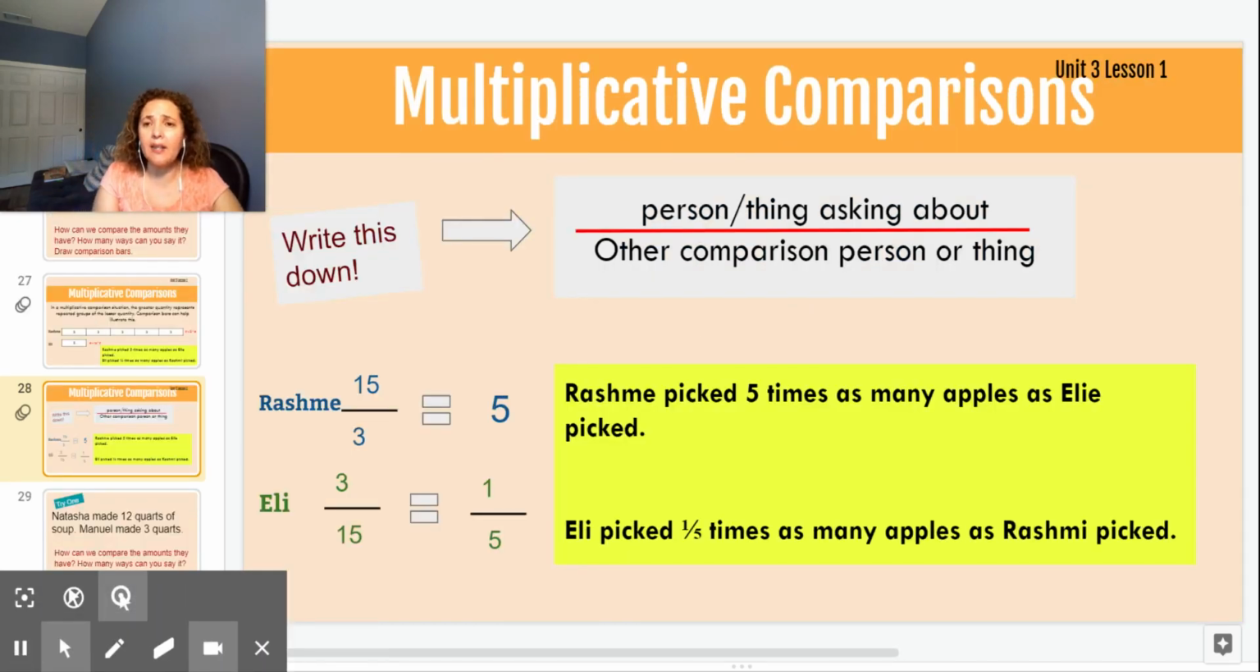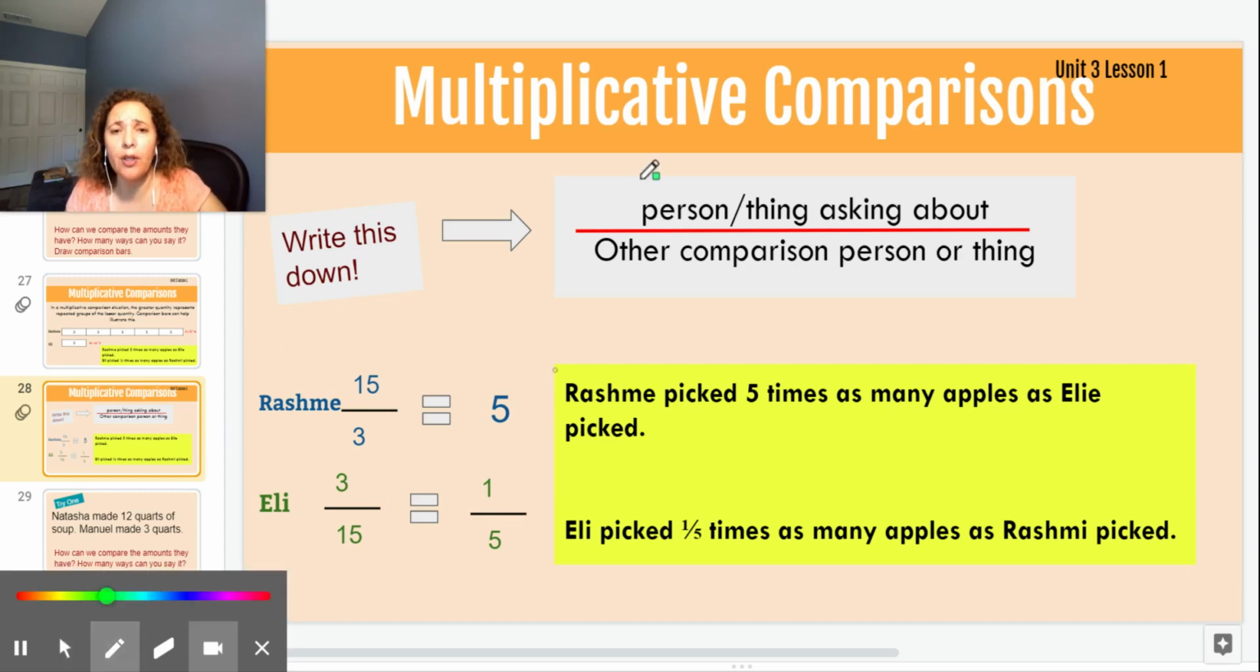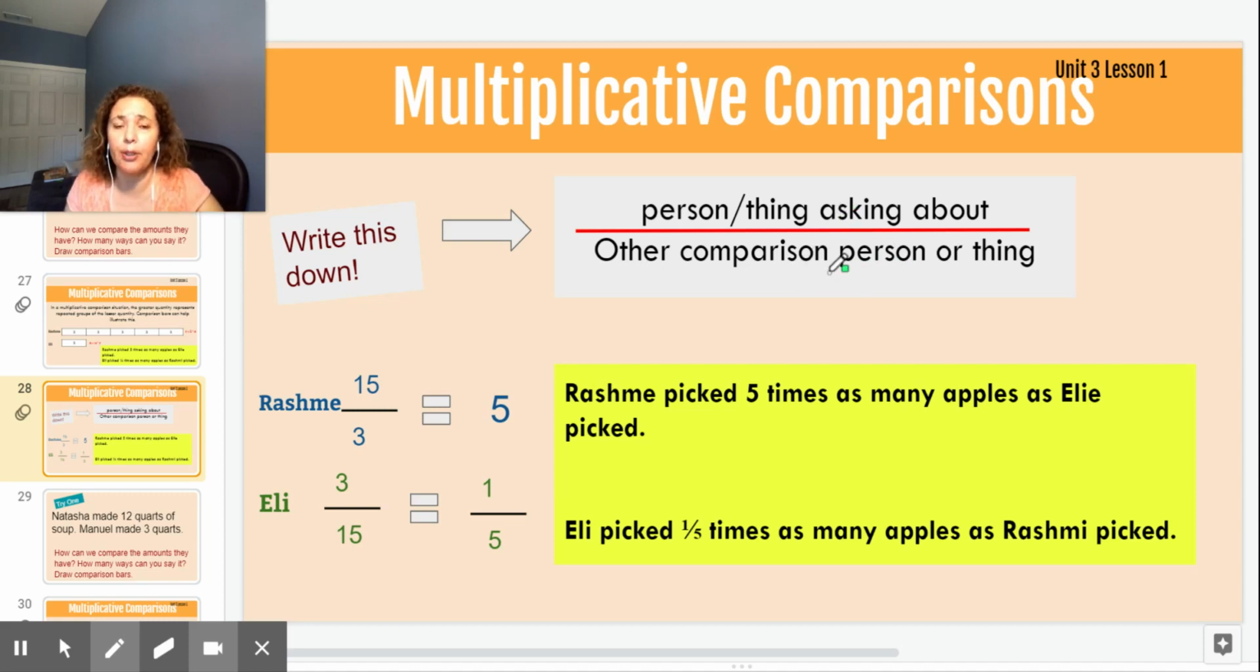Okay, so how I did that, write this part down. So write down that to do these problems, we use comparisons by putting the person or the thing you're asking about on top as a numerator. So the person or thing you're asking about is the numerator. Your other comparison person or thing goes at the bottom, your denominator. So this is one way for us to simply do that.